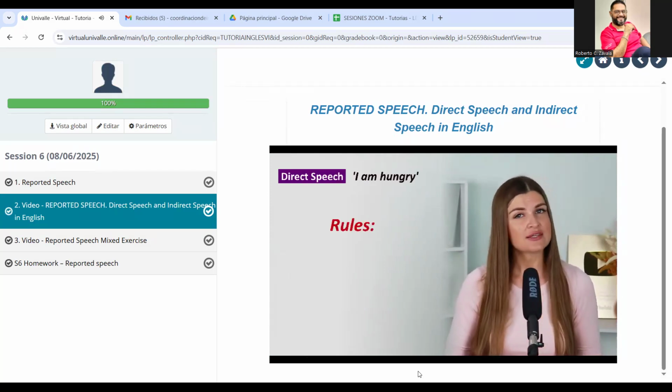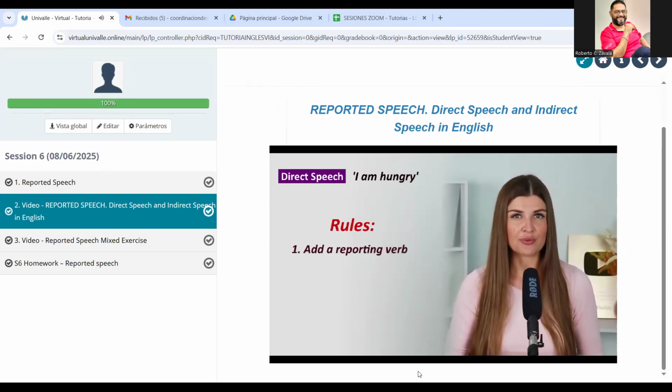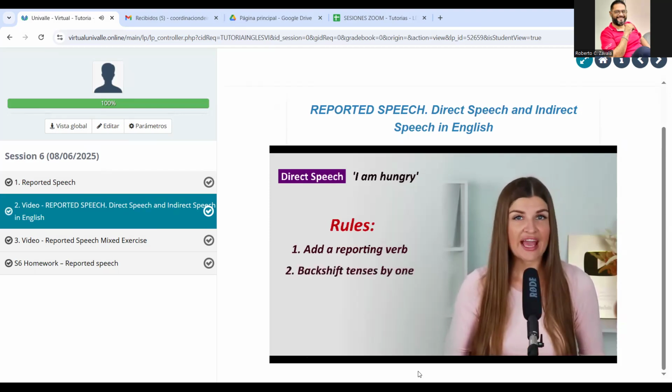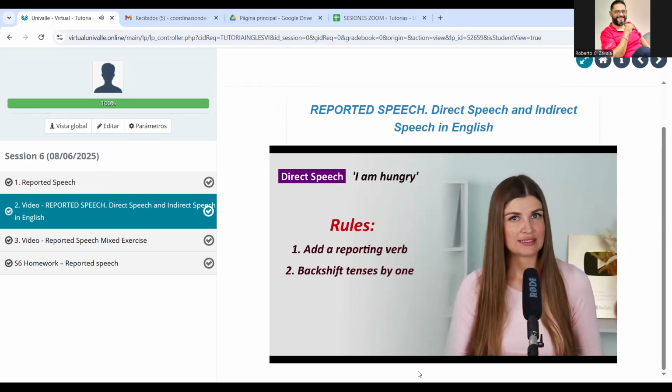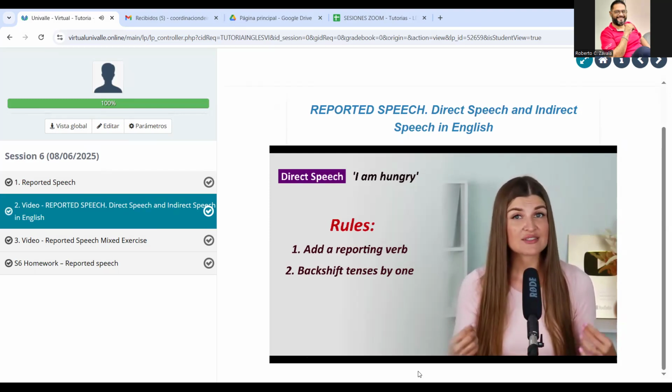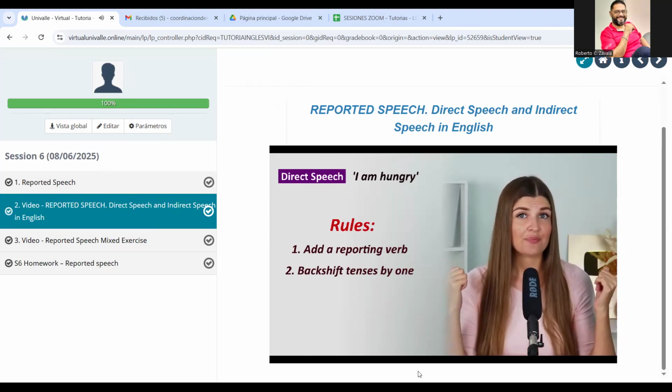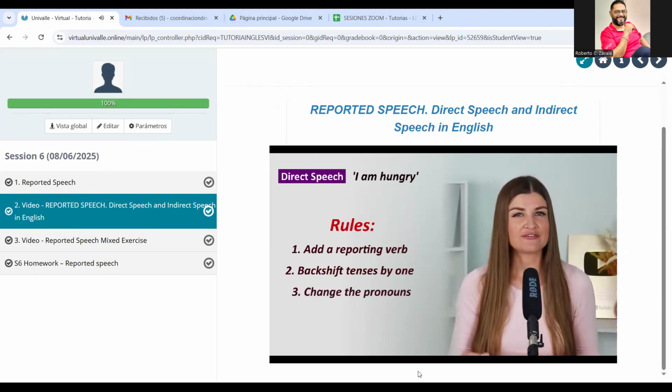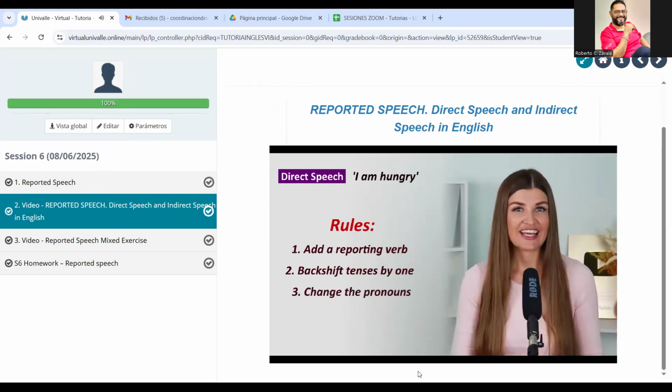Next, there are a few simple rules to follow. Firstly, we need to include a reported verb. Secondly, we have to backshift our tenses by one. Backshifting tenses means changing the verb tense in reported speech to match the time when it's spoken, so that the statement is shifted back in time. And number three, we have to change the pronoun. This sounds very complicated. Now we're going to practice together, and I'm going to explain how to do that.